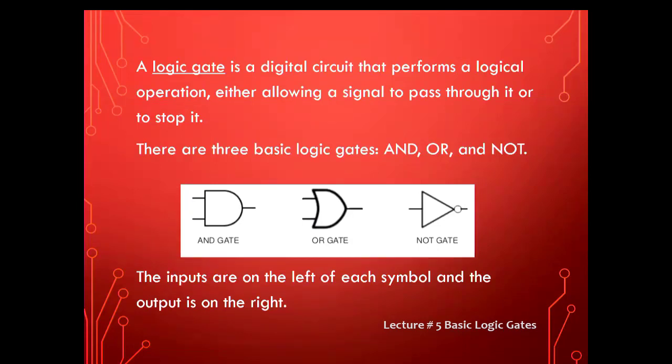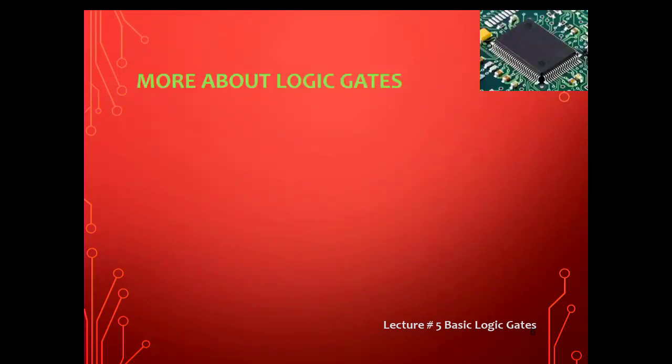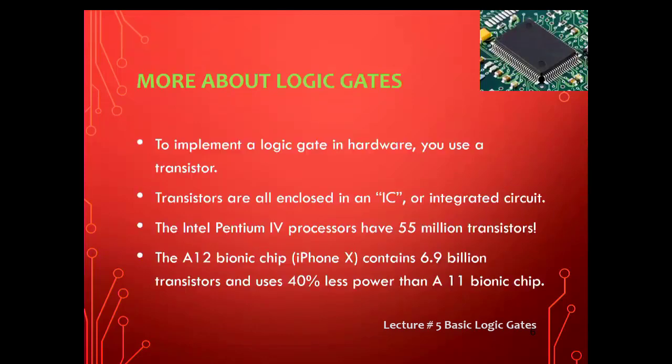So a logic gate is a digital circuit that performs a logical operation, either allowing a signal to pass through it or stop it. There are 3 basic logic gates, and those are AND gate, OR gate, and NOT gate. The inputs are to the left. We also refer to them as wires, and the output is on the right. This small spherical thing is referred to as a bubble, which is usually right next to this triangle. We call it a NOT gate, an inverter.